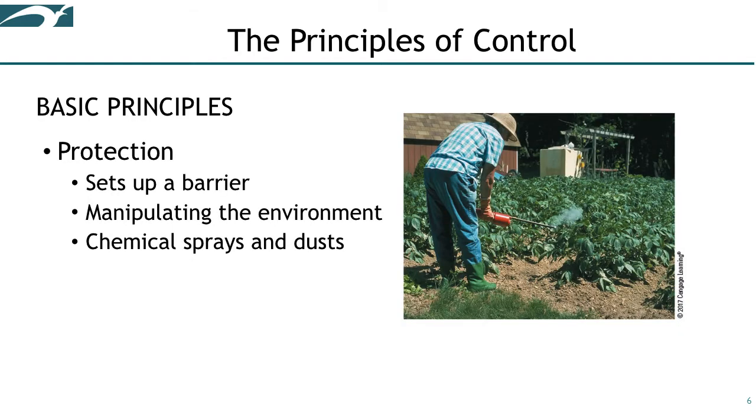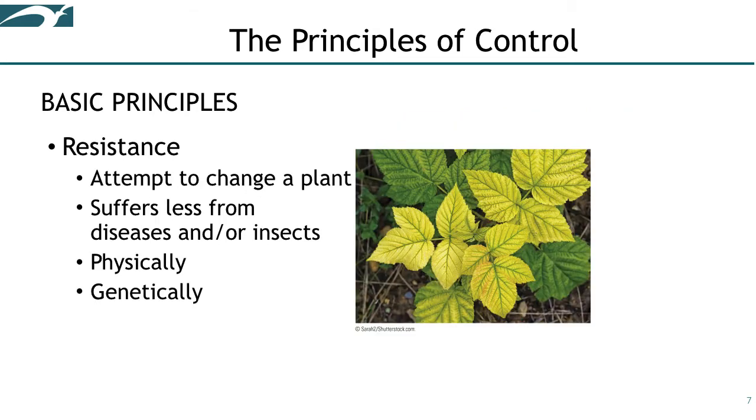Here are some basic principles for controlling the weeds in your garden. You might want to set up a barrier. You might think about manipulating your environment or using chemicals such as sprays and dust to take down the weeds. You may want to plant closely and densely. It naturally helps keep the weeds from getting in.